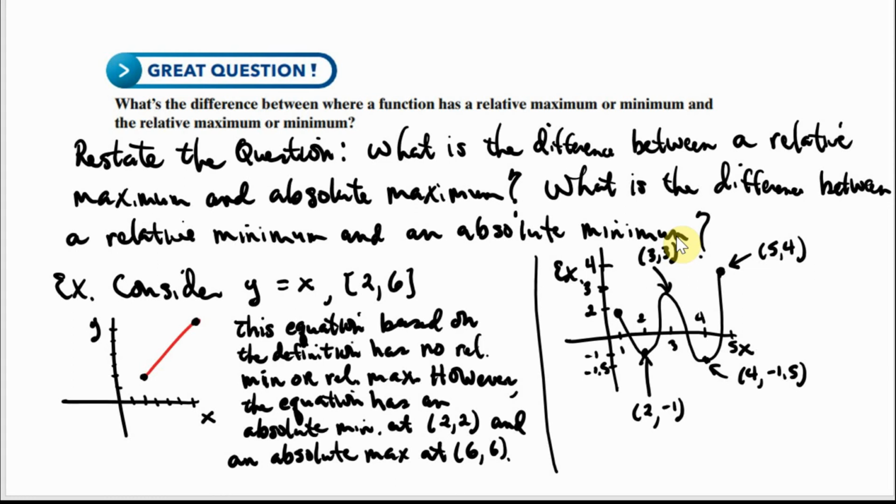A function can have more than one relative minimum or more than one relative maximum. You see that value right here at the top, 5, 4? What is that? Your absolute maximum. Thank you. It's an absolute maximum. Absolutely. Very good. So we say then that this guy is a relative min.